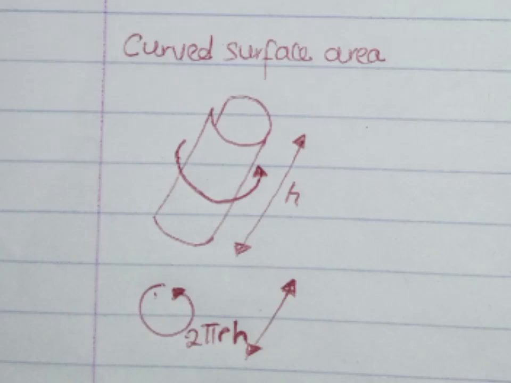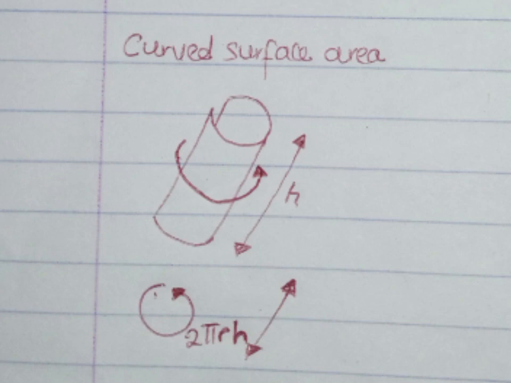So the curved surface area. Considering the cylinder, if you look at the shape, it looks as if there's a curved surface, then there is a covering and another one below. So we are dealing with that curved part. That curved part, if we go around it, is going around the surface of that cylinder.